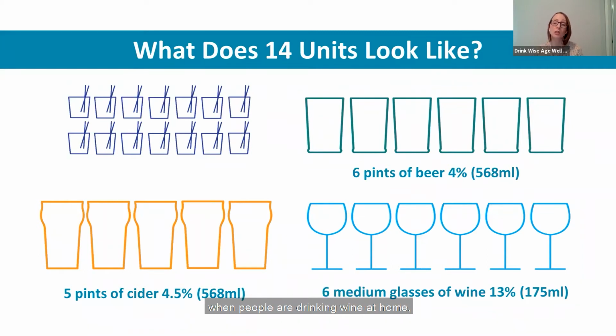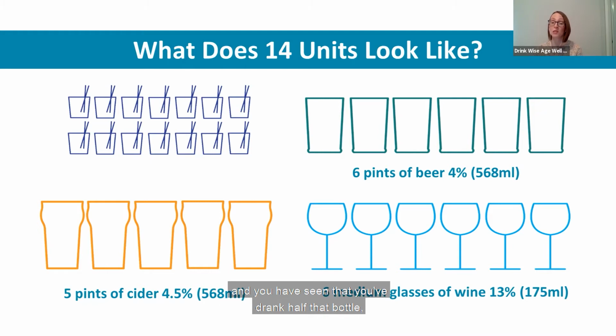This can be quite challenging when people are drinking wine at home. Everybody's glass size at home can be very varied, so it means that people are maybe unsure what size of glass they're actually having. A key tip here that we would pass on would be to look at how much of the bottle of wine you've drunk. So for example, if you have a bottle of wine that is 10 units in total and you have seen that you've drunk half that bottle, then you know that you've drunk 5 units.